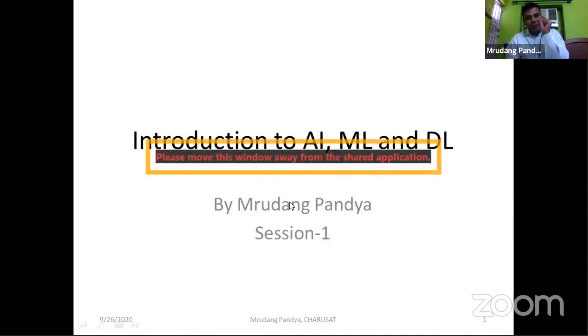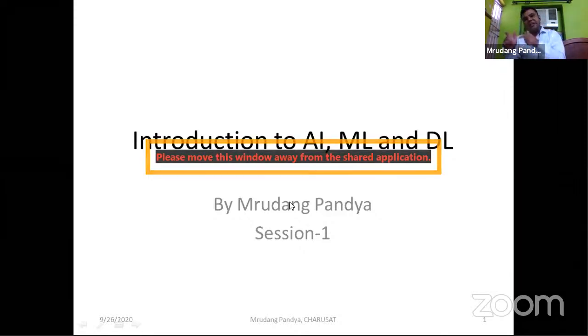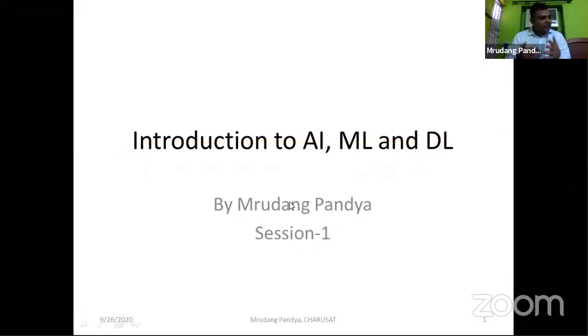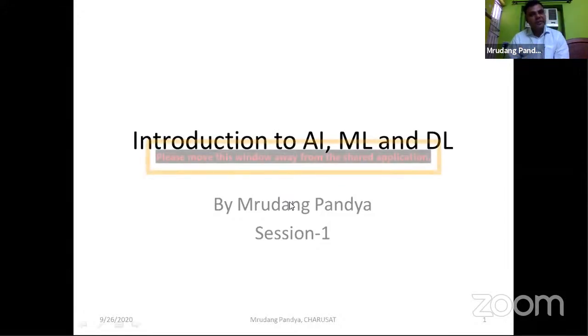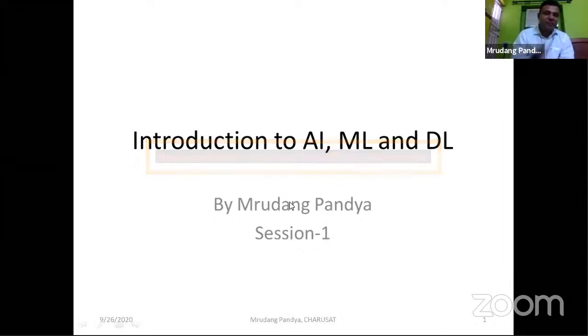Machine learning and deep learning are a part of artificial intelligence. Artificial intelligence you can say is a superset. One of its subsets is machine learning, and one of machine learning's subsets you can consider deep learning. Deep learning is nowadays very much in the market. This is the basic introductory section that you have to understand before starting our session.